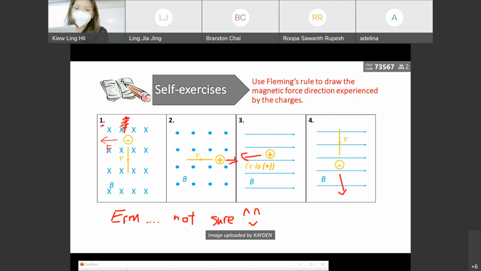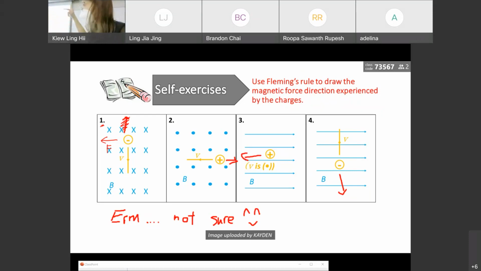So let's say if now this is how you put your screen, like here, okay? So I'm pointing into the screen towards you. So B is into the screen. Now velocity is down, right? So where does your thumb show? Isn't it to the left? Right. So yeah, your thumb is to the left.